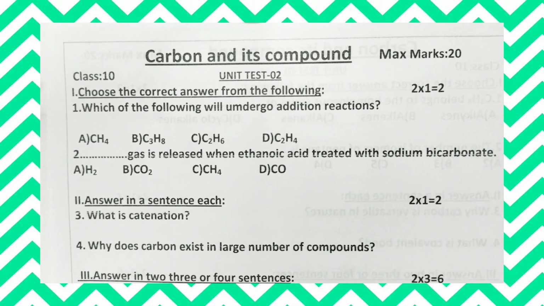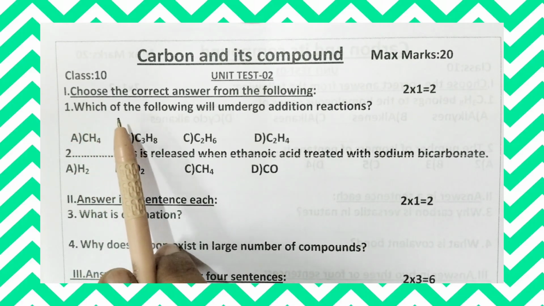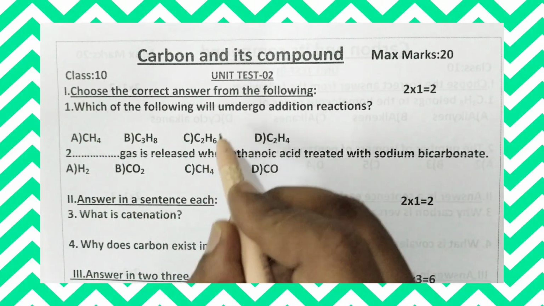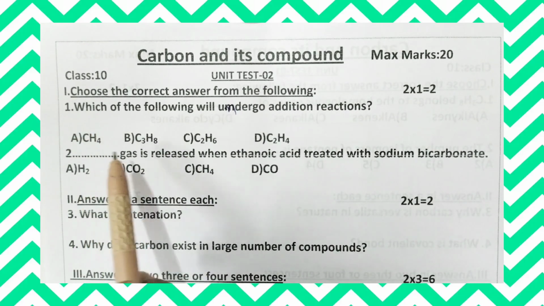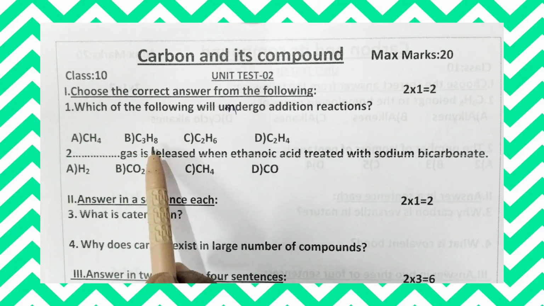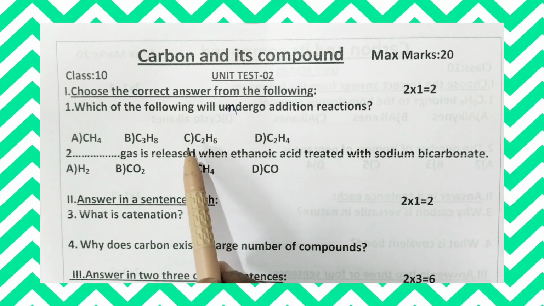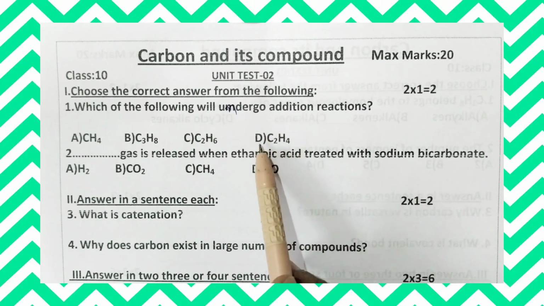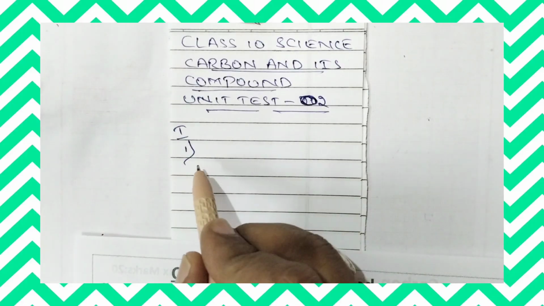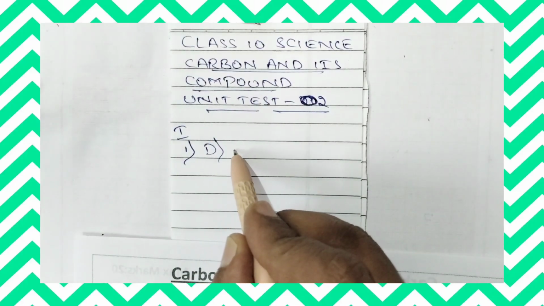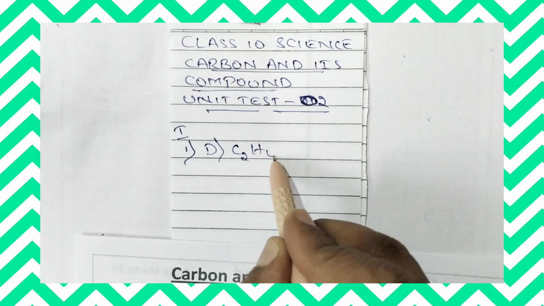The first question of the unit test paper is, which of the following will undergo addition reaction? The compound which will undergo addition reaction should always be an unsaturated hydrocarbon. Methane is saturated, propane is saturated, ethane is saturated, ethene is unsaturated. So for the first question the right option is option D, C2H4, that is ethene.